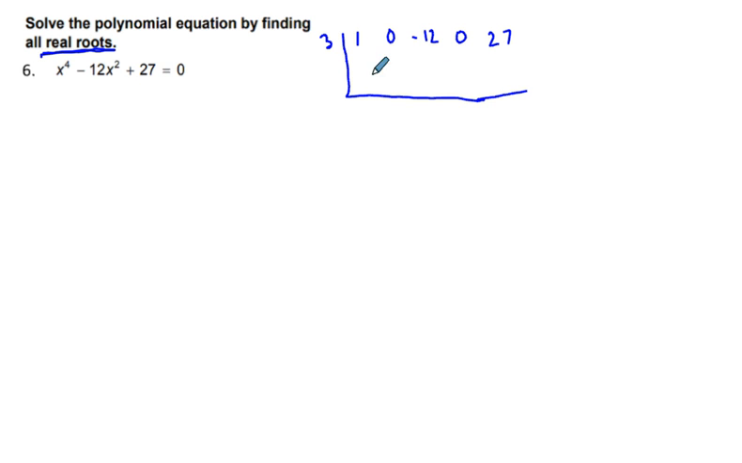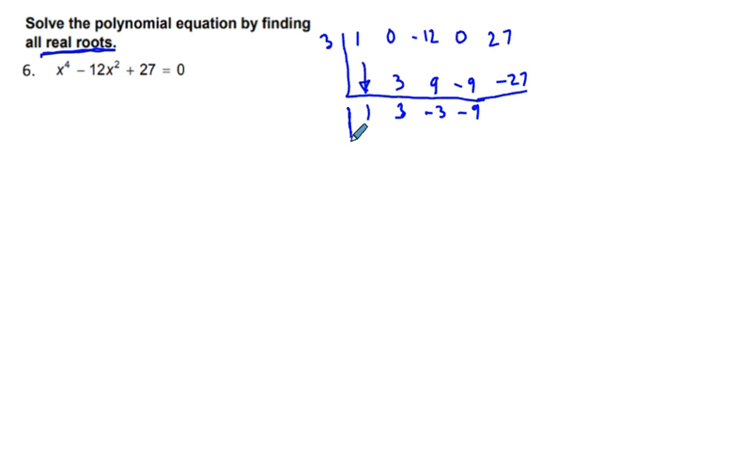Bring this down, we have 1. 1, 3, 3. 3 times 3 is 9. -12 plus 9 is -3. 3 times -3 is -9. -9 down here. 3 times -9, -27. So here we have x cubed plus 3x squared minus 3x minus 9.